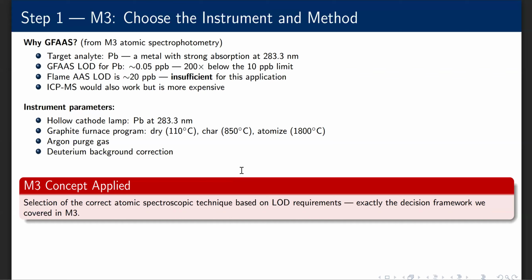So the instrument parameters are, of course, a hollow cathode lamp for lead at 283.3 nanometers. The graphite furnace runs a 3-step program: dry at 110 degrees Celsius to remove water, char at 850 to remove the organic matrix, atomize at 1800 to vaporize the lead. Argon purge gas protects the graphite from oxidation, and deuterium background correction handles the broadband furnace emission. Okay, so what are we applying here from module 3? We're selecting the correct atomic spectroscopic technique based on detection limit requirements. And that's what we learned about in module 3.